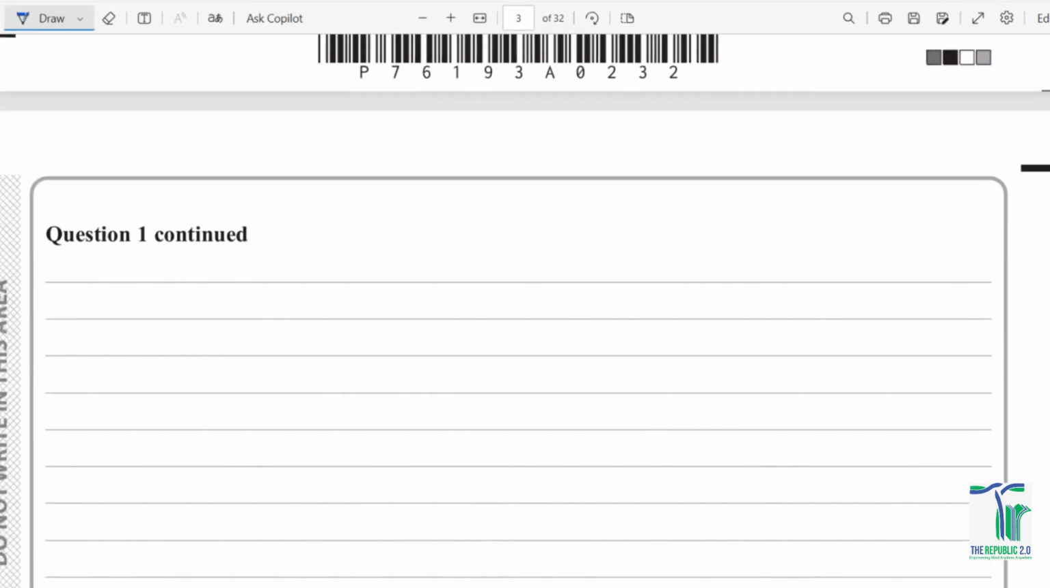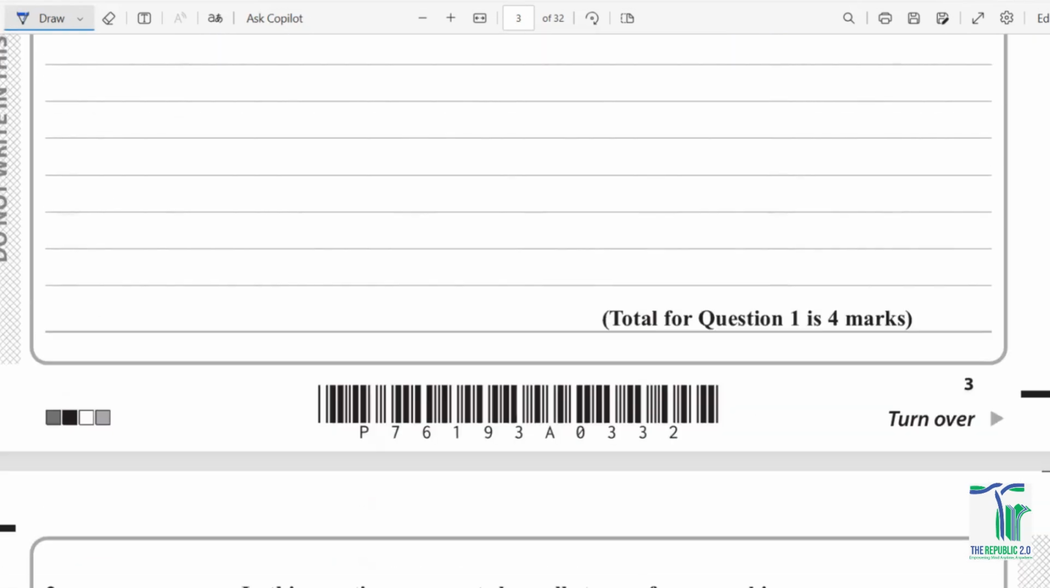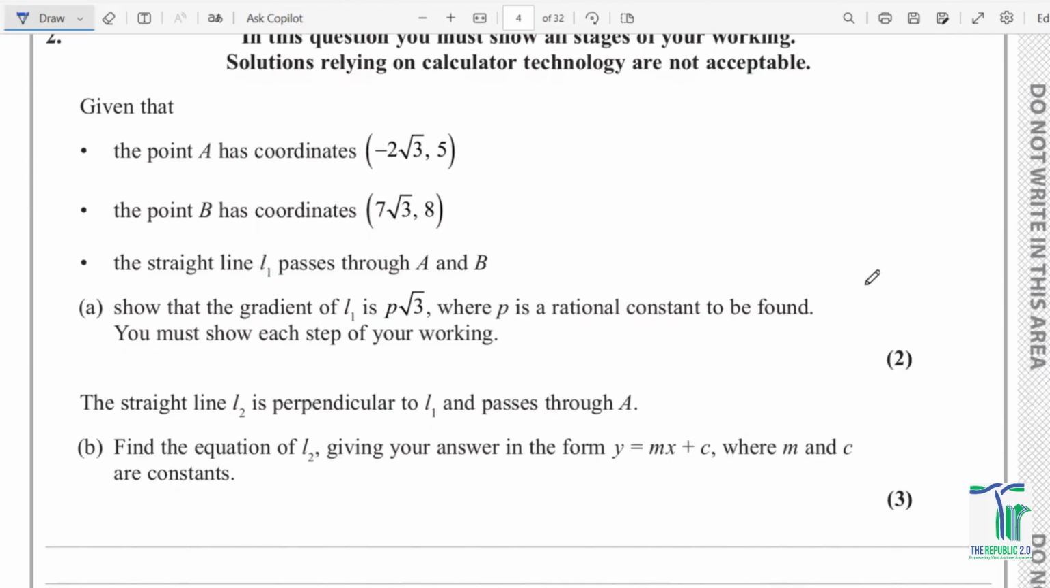Now we'll get to question number 2. Question number 2 says that we've got a point A which has coordinates minus 2 root of 3 and 5, and the point B has coordinates 7 root of 3 and 8. We've got a line L1 passing through A and B. We need to show that the gradient of L1 is p root of 3, where p is a rational number to be found. You should show each step of your working.